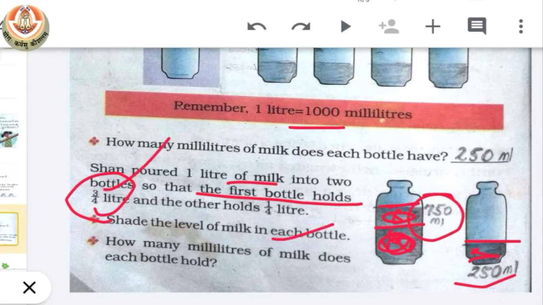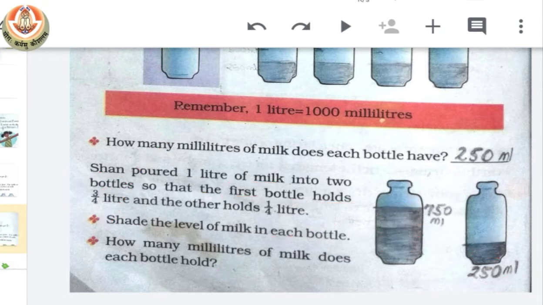Now in the first question we have to shade both the bottles, and in the next question we have to answer how many milliliters of milk each bottle will hold. So in the first bottle we will have 750 ml of milk, and in the next we will have 250 ml of milk.